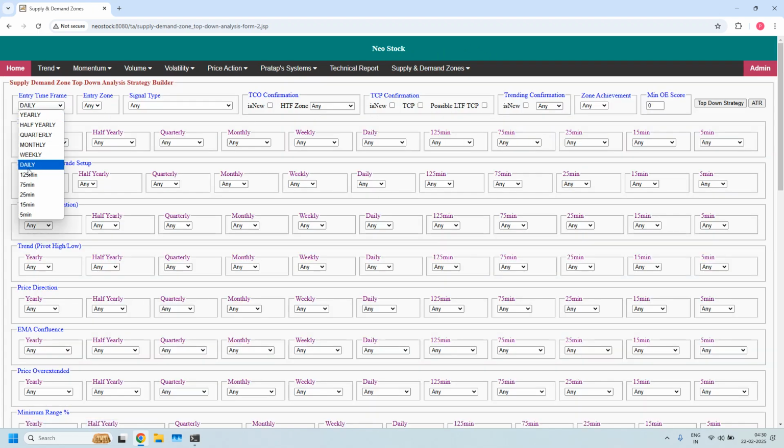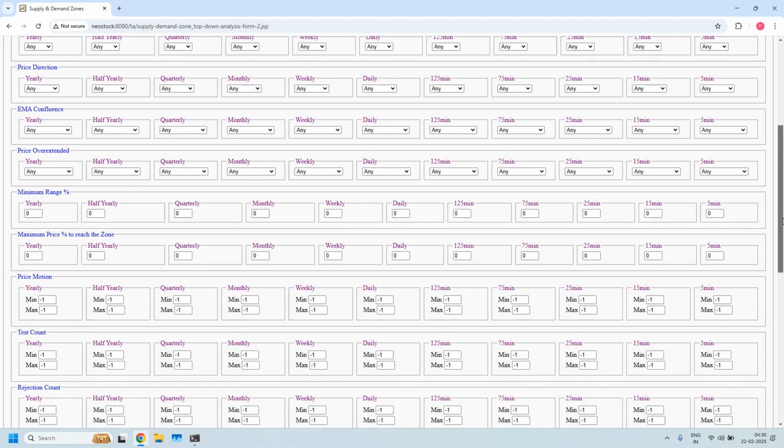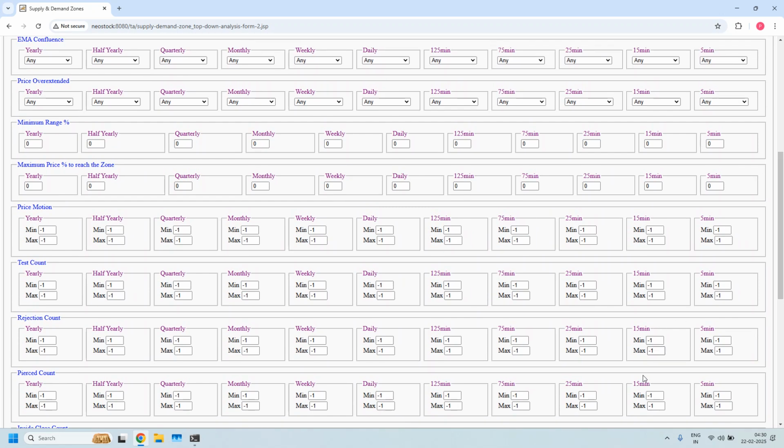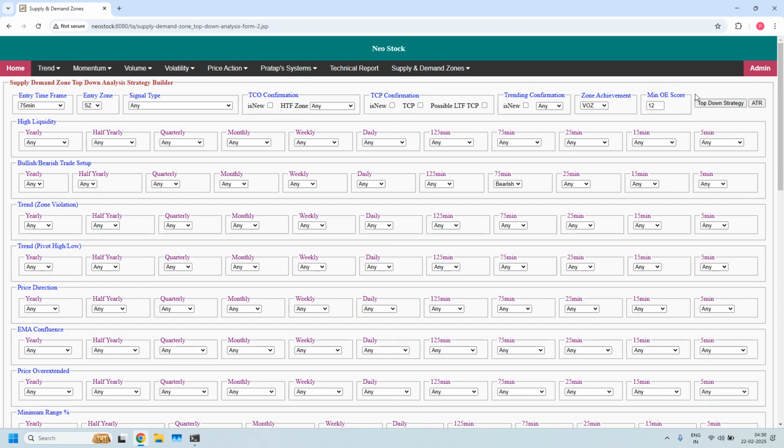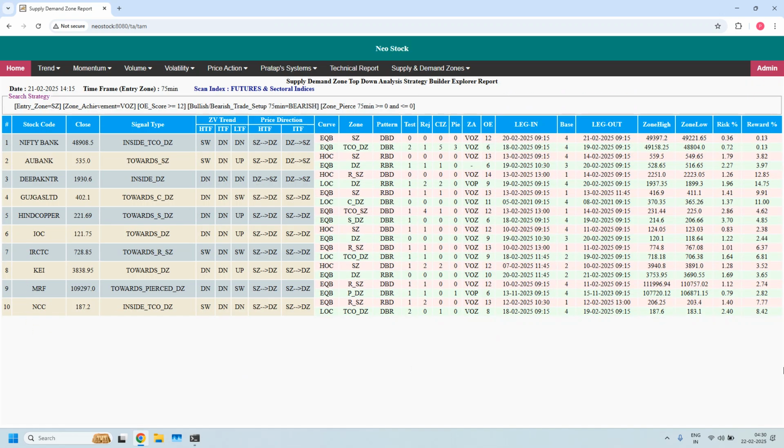Entry time frame 75 minutes, entry zone supply zone. In bullish or bearish trade setup at 75 minutes, I am selecting bearish. Zone achievement VOZ, minimum order enhancer score 12, and the 75 minutes supply zone should not be pierced. So in the 75 minutes time frame, minimum value 0, maximum value 0 for the pierced count. With these filters, we got 10 stocks.